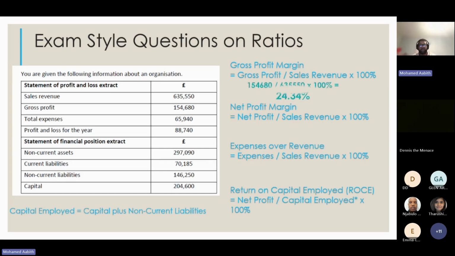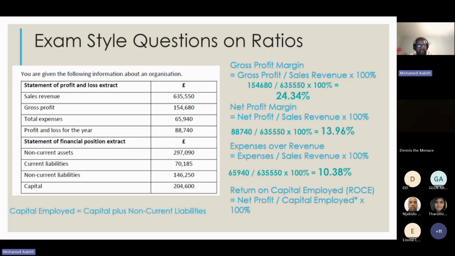So here, for example, the first scenario, we have 154,680 divided by 635,550 times 100, which gives you 24.34 percent. The next one is also similar. The third one is also similar. We have the numbers already there. On the last one only, you have to think about it.